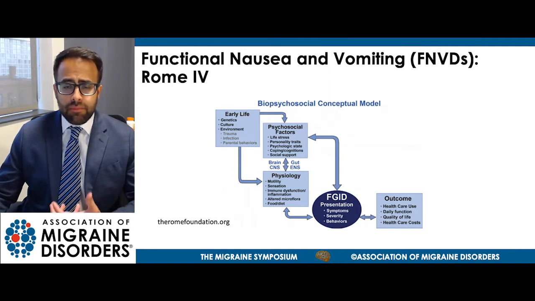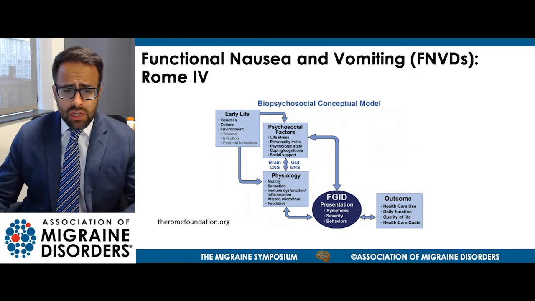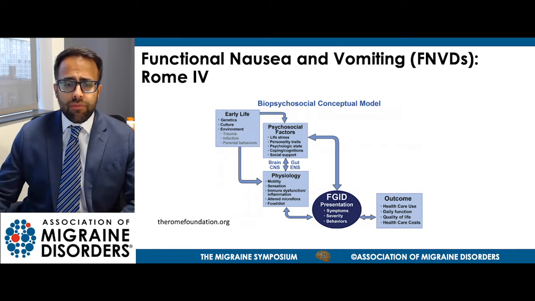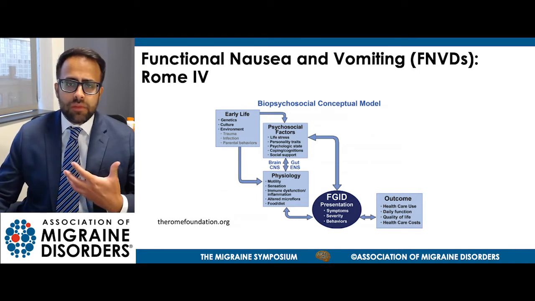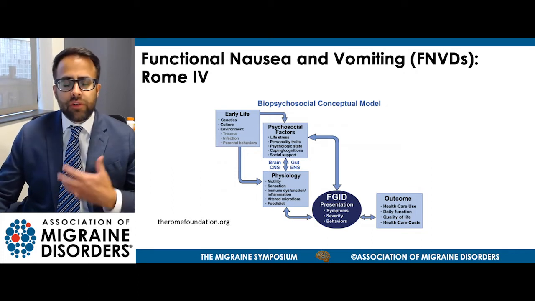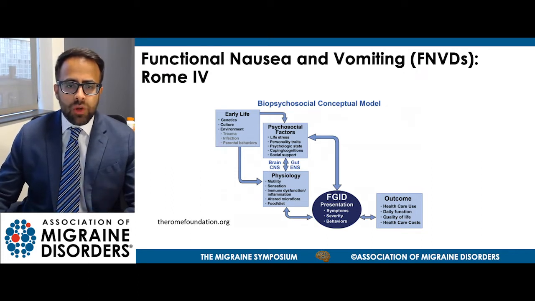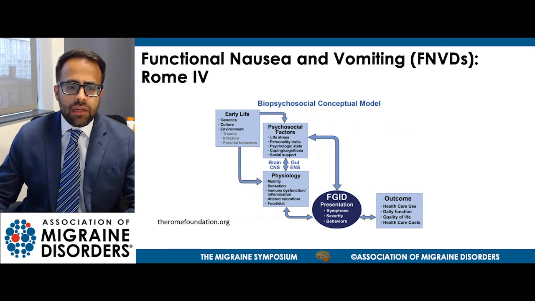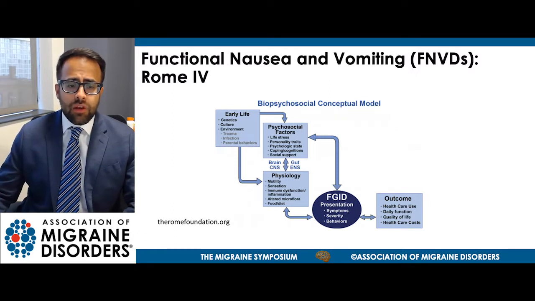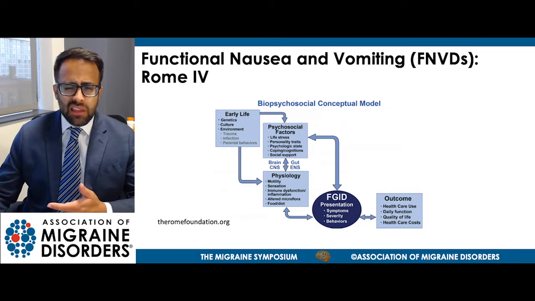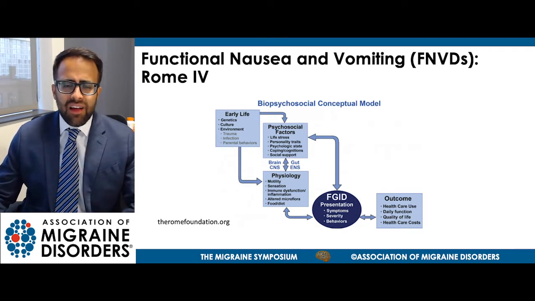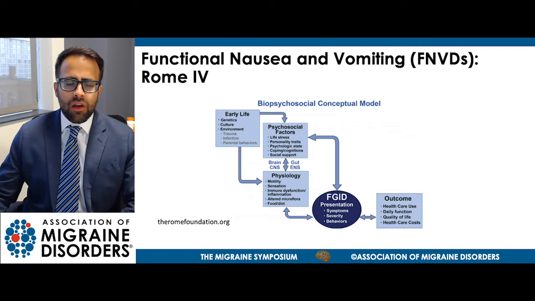What ends up happening when you have these different stressors within the biopsychosocial conceptual model is that you get FGID presentation or the presence of FGIDs. And then you have variations of FGIDs that have specific symptoms, severity that can vary from patient to patient, and behaviors that patients either adopt as coping mechanisms or that may contribute to FGID presentation, that then results in specific outcomes. I think you will recognize the negative outcomes that occur with FGIDs because they share a lot in common with migraines.